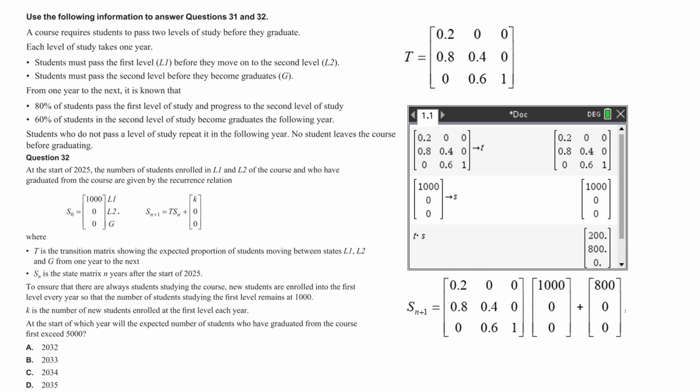All right, quite a bit going on here. We're going to work out the transition matrix, which is not so hard. This is your L1, L2, G, L1, L2, G, and we got those numbers from these numbers, the 0.8 and the 0.6, and we need a 1 here because graduating students stay graduating, they don't go backwards. So no student leaves the course before graduating. That gives us that 1.